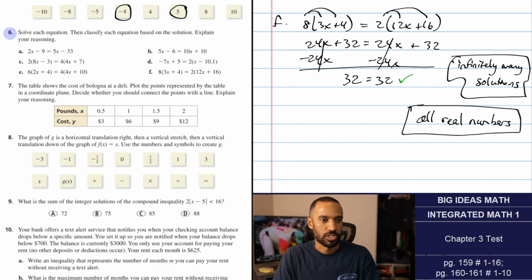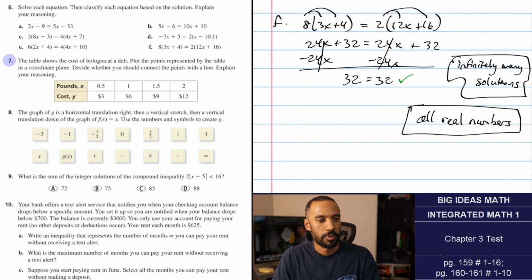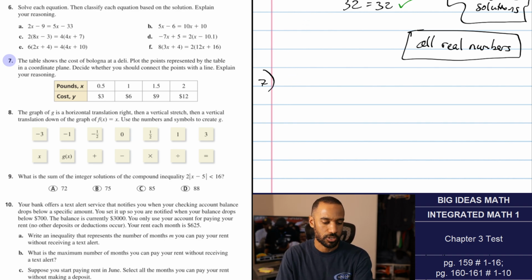Okay, 4 more questions. Number 7. The table shows the cost of bologna at a deli. Plot the points represented by the table in a coordinate plane. Decide whether you should connect the points with a line. Explain your reasoning. Now, I don't know if they're asking for you to determine whether it's linear or whether it's continuous, right? I don't know if that's what they're asking because I don't know if it's linear or not. Actually, as we look at it, it does look linear.